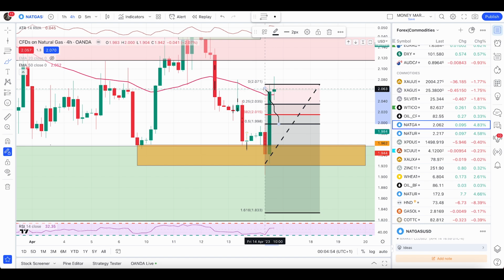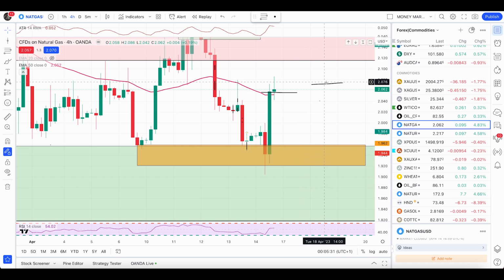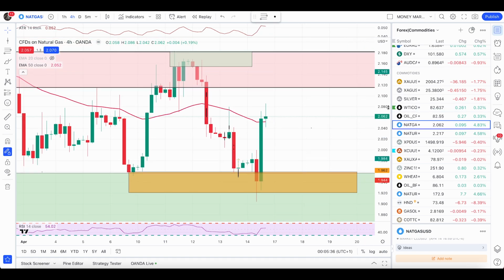That is why I will not enter my trade right here. To get a good reward to risk ratio, I will wait for a 50% retracement, and from here we can enter our buy trade, and the target can be the 1.618 retracement. So that is what I'm looking at. Still bullish for Natgas.